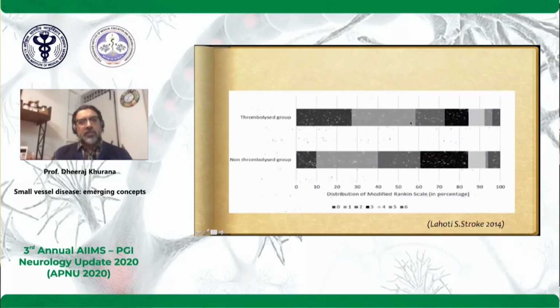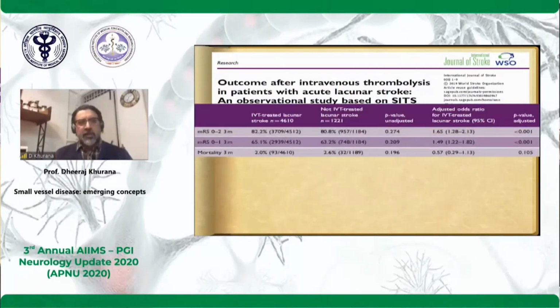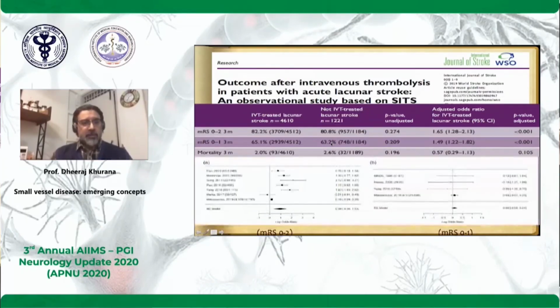But this was retrospective. If I look at the recent SITS data, which included data from our center, it clearly showed that IVT-treated lacunar stroke in the adjusted analysis definitely had a better outcome in terms of MRS 0 to 1 and 0 to 2 at 3 months. And if a meta-analysis was seen, most of these studies favor the use of thrombolysis in lacunar strokes.